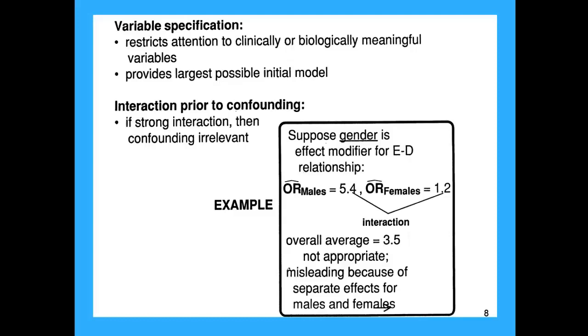The overall average may not be appropriate. It may be misleading because you really have different effects. You can even get something that looks like a strong effect when you're throwing out the fact that for females there's no effect. So taking an average might not be a good idea. If this number was 5.4 and this number was 0.5, one on each side of 1, and you took the average, you might get something close to 1, which suggests nothing is going on.